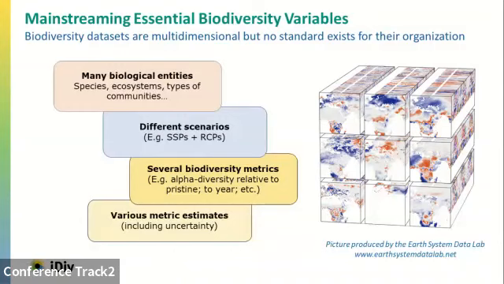And then we are also dealing with different biodiversity metrics. For example, if we are speaking about community composition, there are, as you are all aware, many different metrics. Those can be alpha diversity, beta diversity, dissimilarity indexes, etc. How can we put the information in a way that one data set can be compared or combined with another data set?